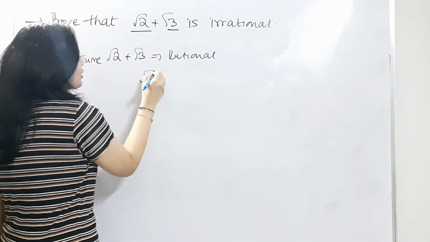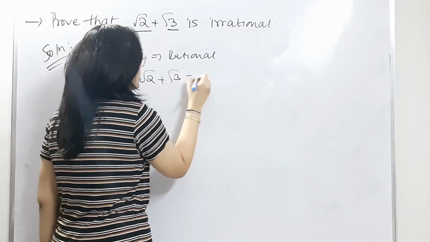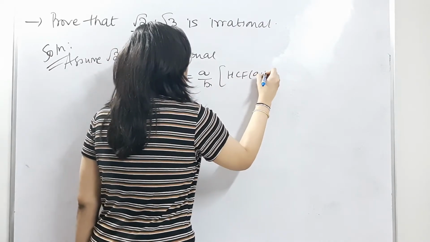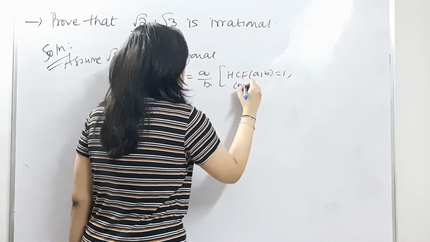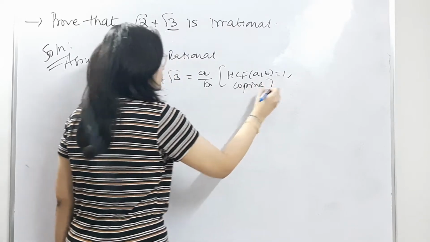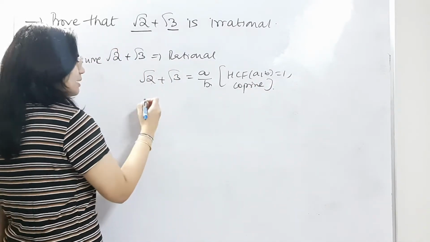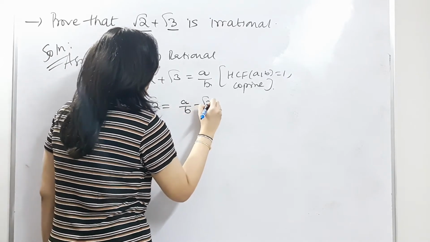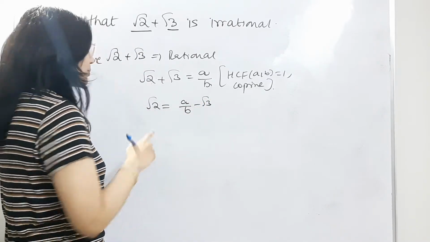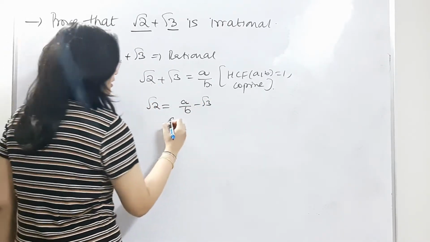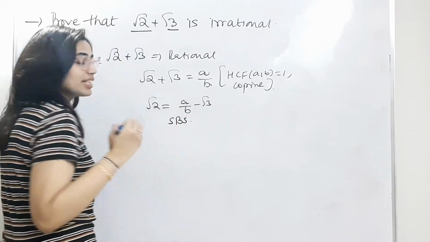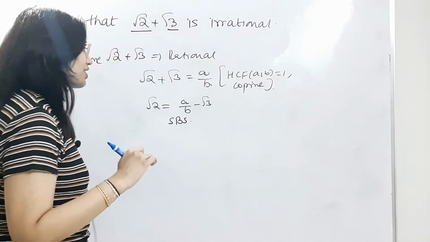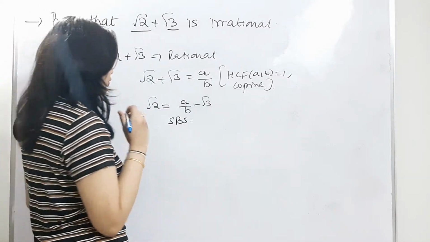In this case, can you not say that root 2 plus root 3 is equal to a by b, where the HCF of a comma b is 1, or they are co-prime numbers, that is common factor is 1, right? The same drill. Now can we not write root 2 is equal to a by b minus root 3? I'm taking root 3 along. Now let's square on both sides. So the easiest way to get rid of the square roots is to square on both sides. Remember this technique while solving equations.